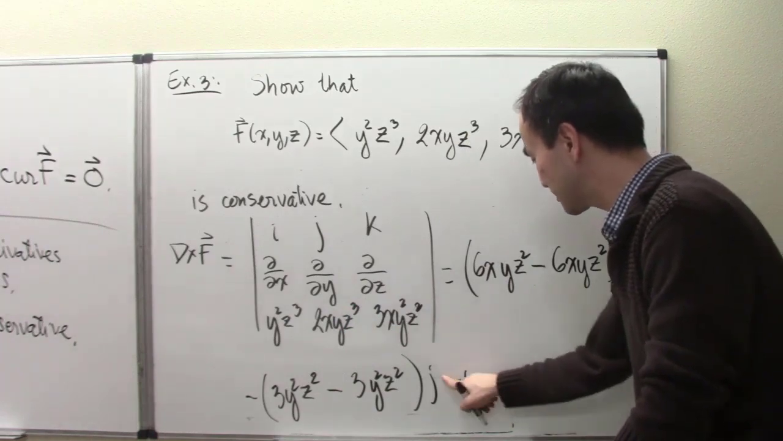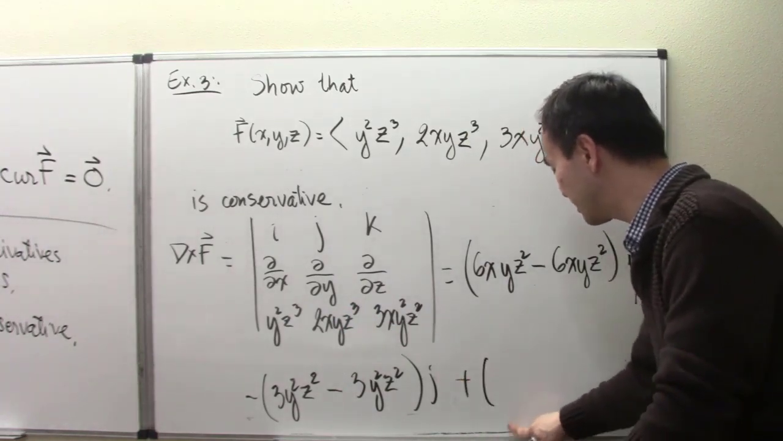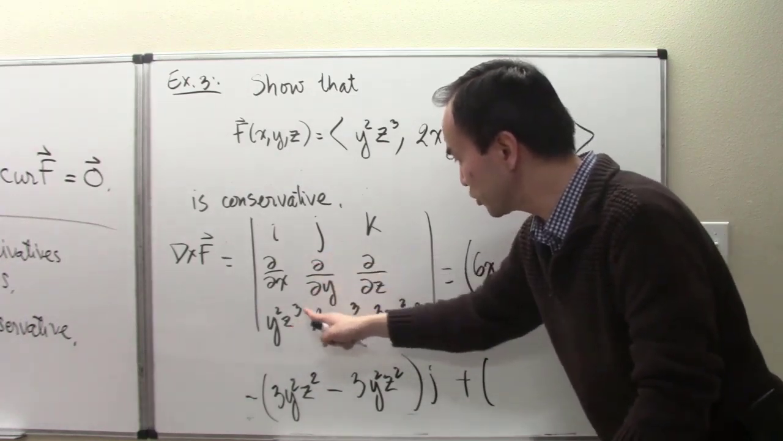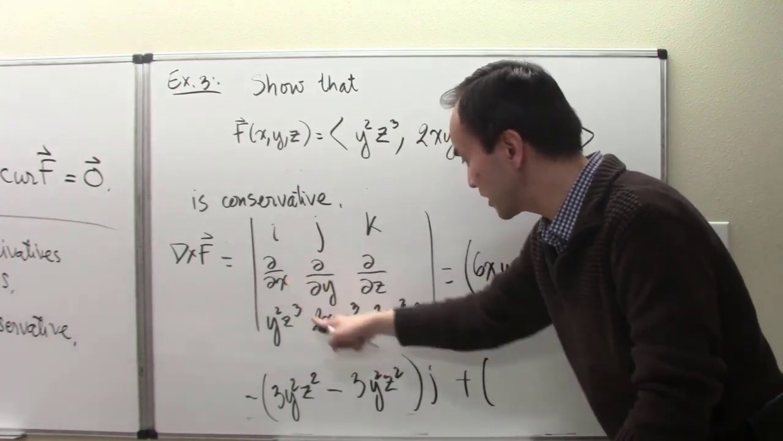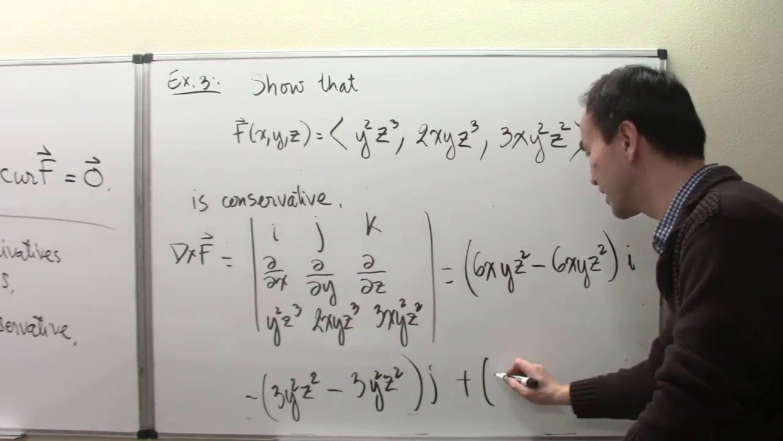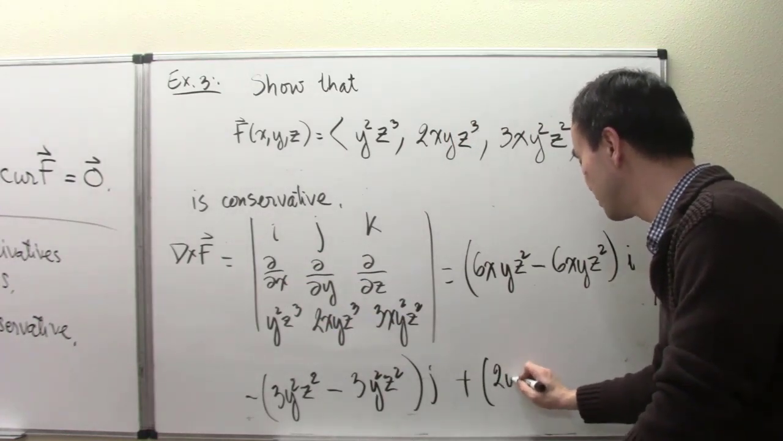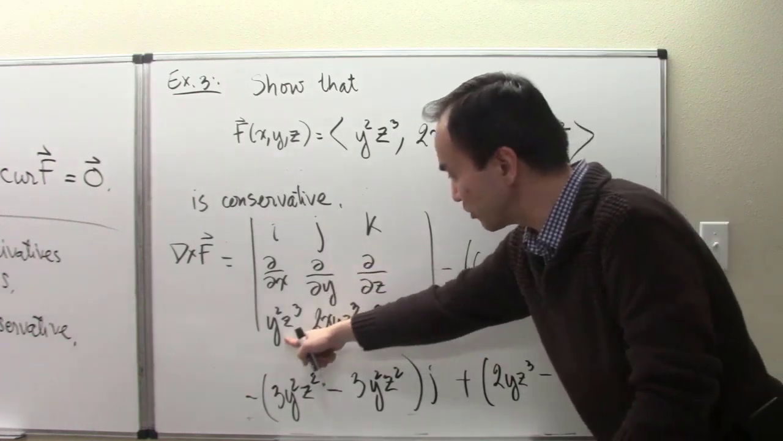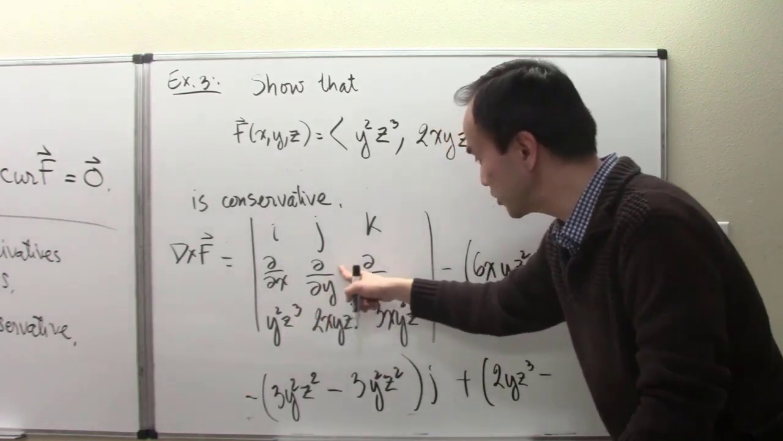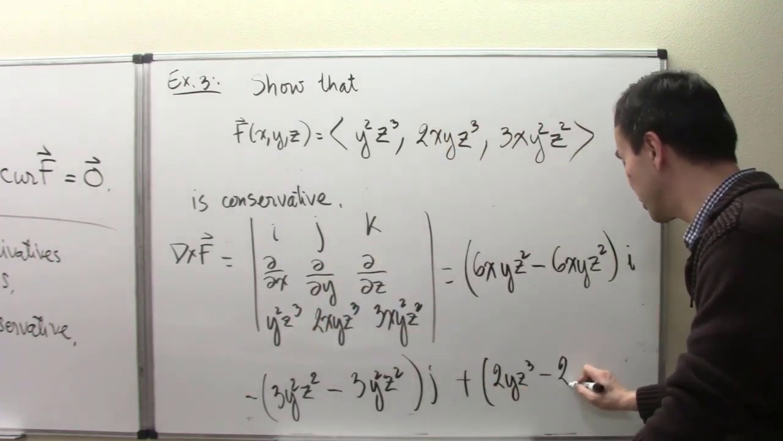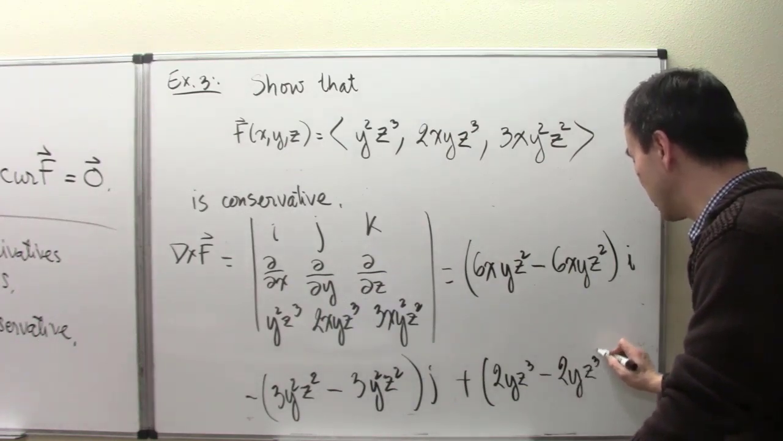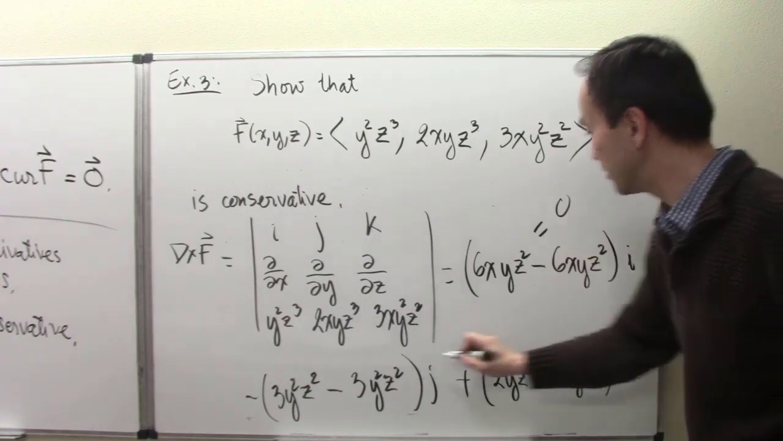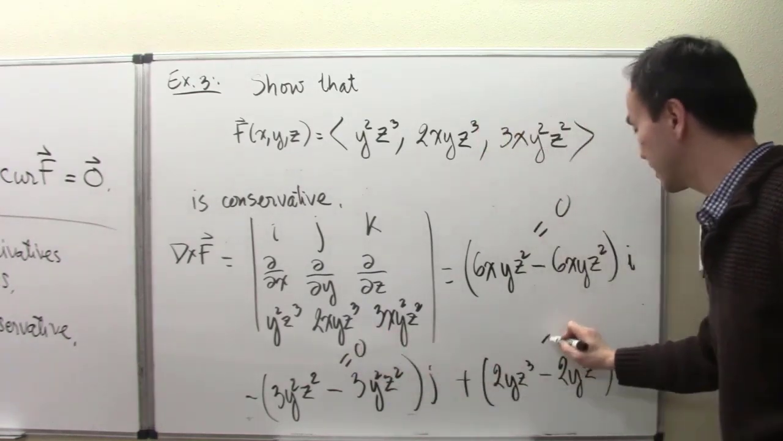Now plus, and then the third one right here with these entries, I'm going to take the partial derivative of that with respect to x. So now I'm looking at 2yz cubed, and now I'm going to subtract the partial derivative of this with respect to y. So now it's going to be 2yz cubed, with the k component. So this is going to 0, that is going to 0, and that is going to 0.